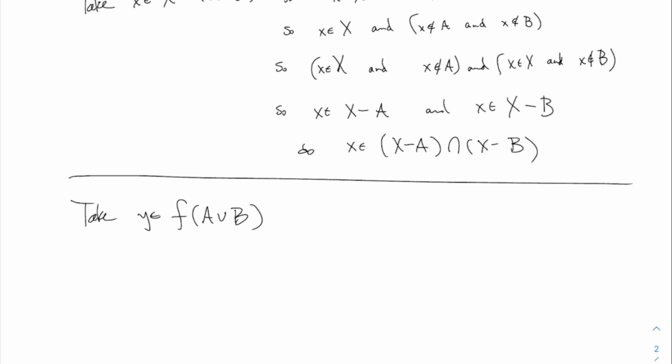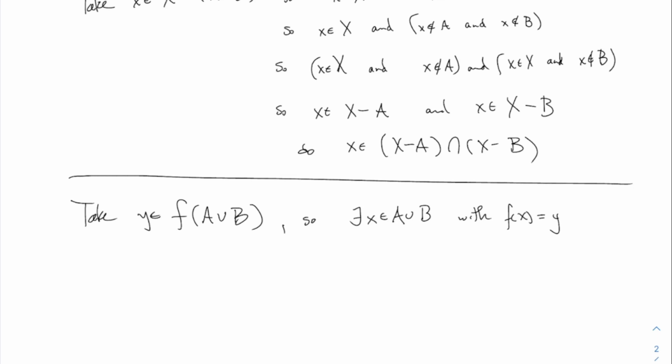What it means is Y is one of the answers you get out of the function if you start with the domain of A union B. So if Y is one of these answers, what that means is there exists X in A union B with F of X equals Y. That's what that means. There is some point from A union B which becomes Y when you apply F to it.